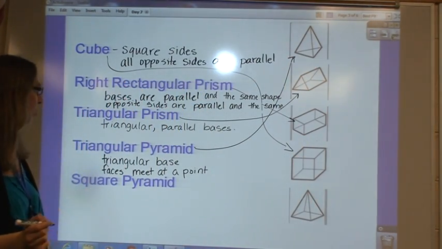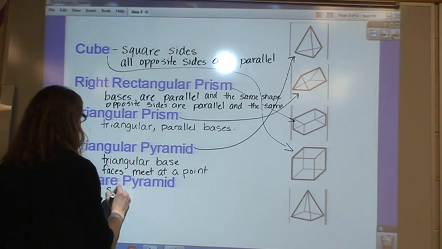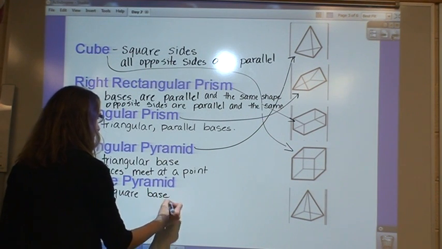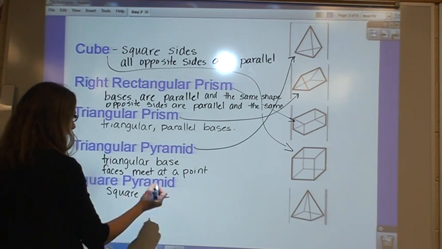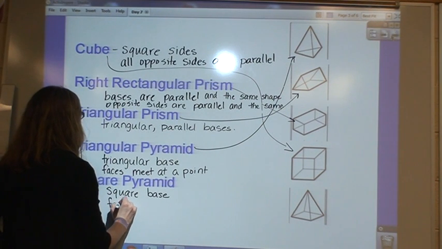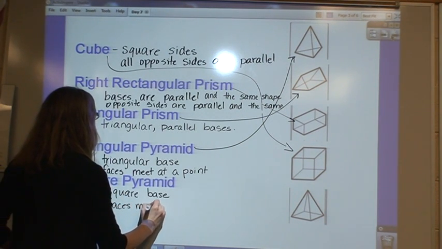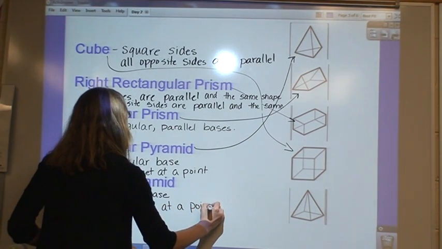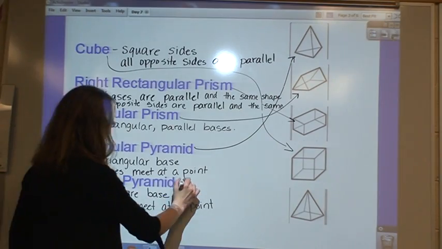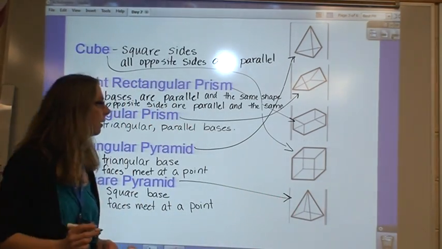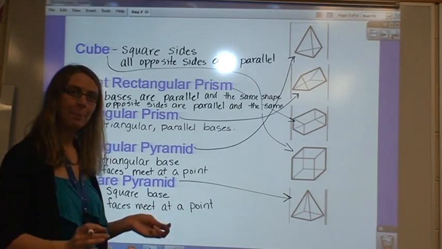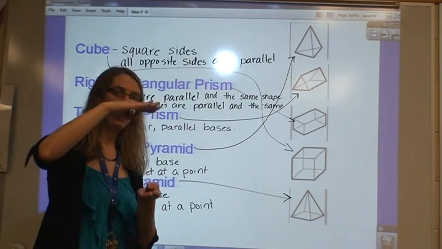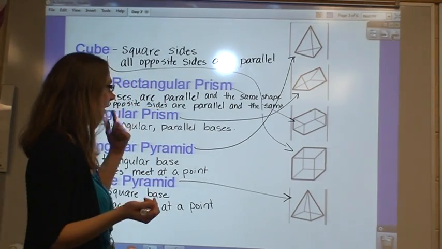And finally, we have a square pyramid. It's got a square base, and these faces meet at a point also. So this is your square pyramid. The thing to keep straight is that pyramids always meet at one point, and prisms always have sides that are parallel and the exact same shape. Or not sides, but bases.